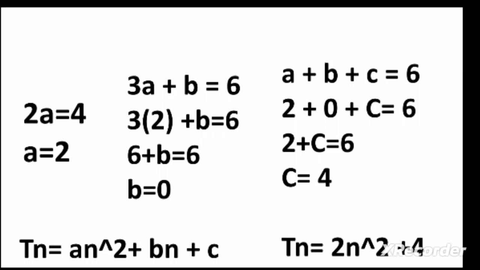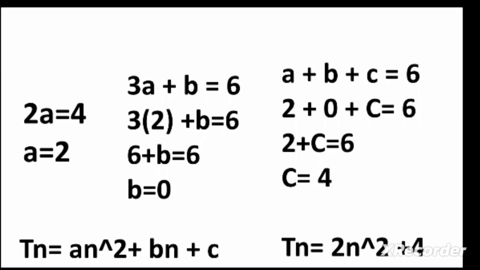And what do you do? You take the general formula Tn is equal to an squared plus bn plus c. You substitute. At a, we found 2, so it's going to be 2n squared. At b, it's 0, and 0 multiplied by n is 0, so the b is out. If it was a number like 3, we would say plus 3n. But now, since it's 0, 0 multiplied by n is 0. So from there, we're going to say plus c. What is c? c is 4. So our general formula is going to be Tn is equal to 2n squared plus 4.